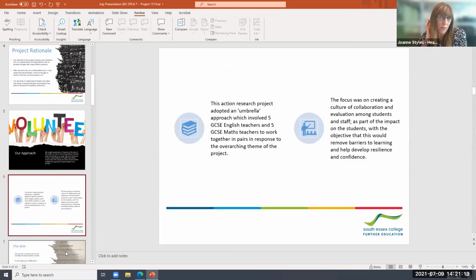And what came out of it was an action research project that adopted an umbrella approach. And we ended up with 5 GCSE English teachers and 5 GCSE maths teachers, which from my perspective was perfectly balanced, because we wanted to make sure that we had that collaboration going on. But when we put out the expression of interest, we weren't sure that we would get that uptake. And what it then allowed was a focus on the creation of collaboration, evaluation among students and staff, everybody involved in the project, to look at what impact could be made, what the barriers were, and really just do a big evaluation of their own teaching.